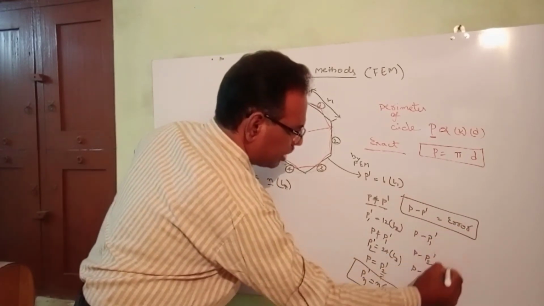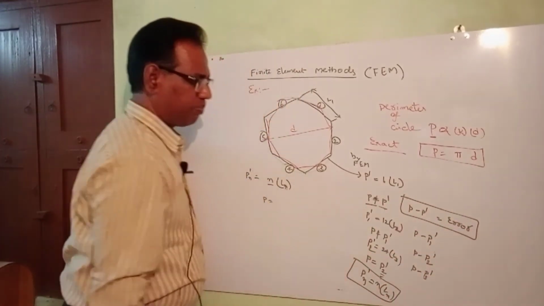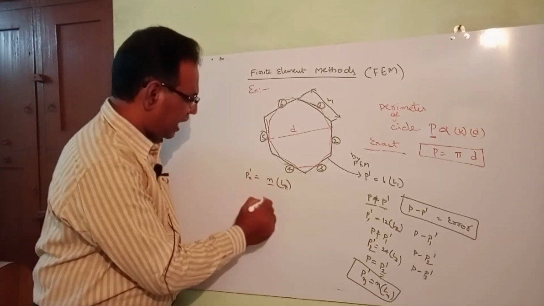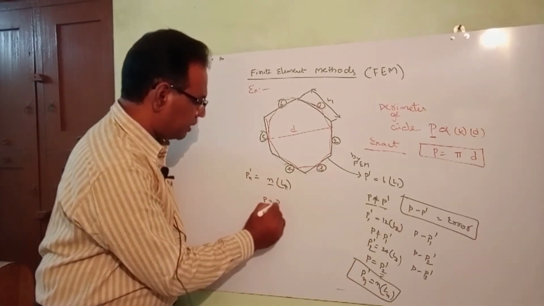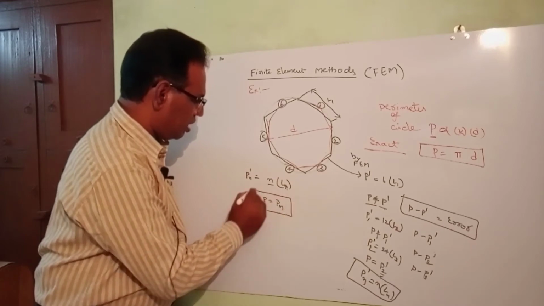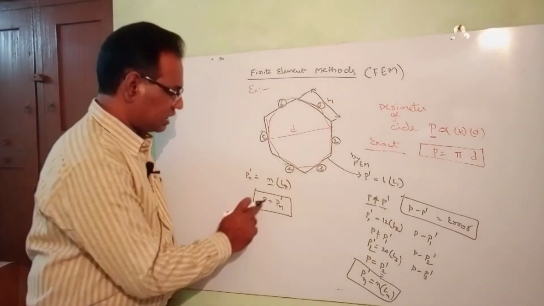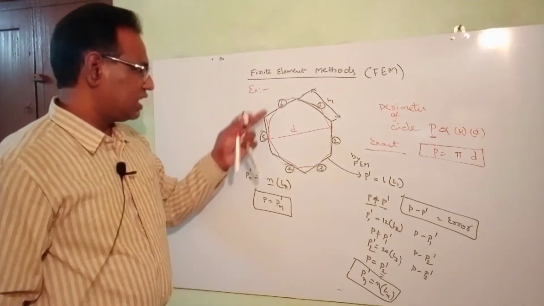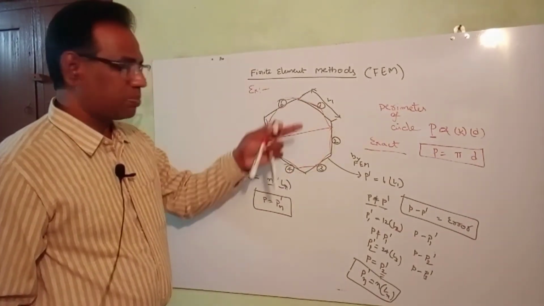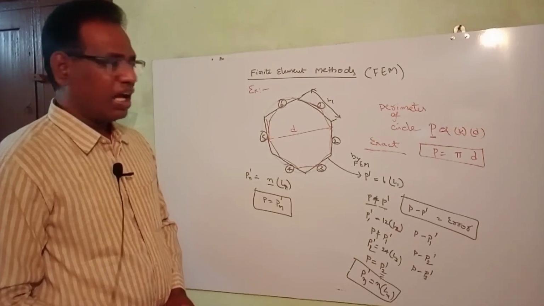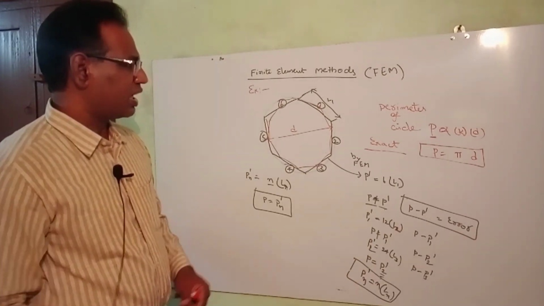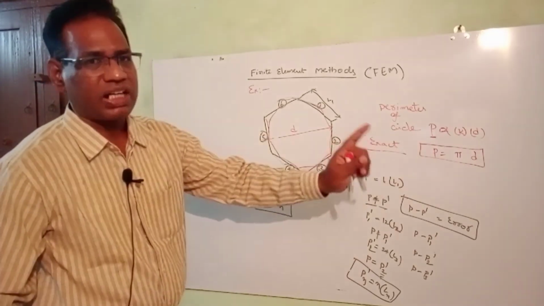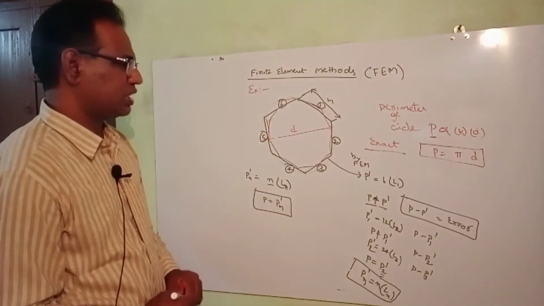This error goes on reducing with increase of this number. Even if it is n, this Pn dash is not equal to Pn, that is, it may not be equal to the exact solution. Why? Because the number of line segments is finite, and we are going to get a solution nearer to the exact one, but not exactly equal to the circumference of this circle.